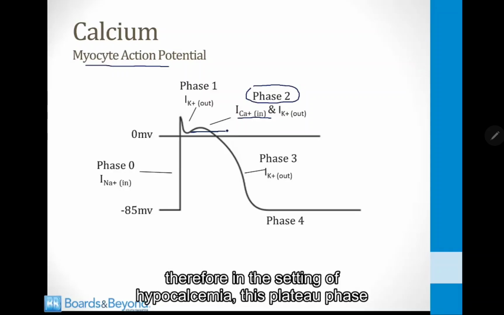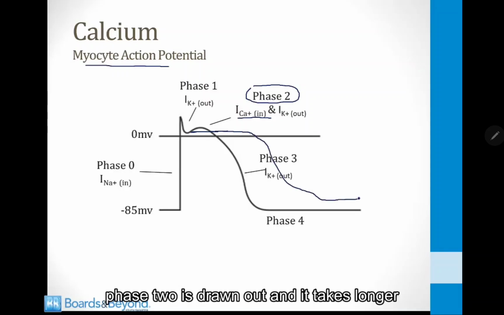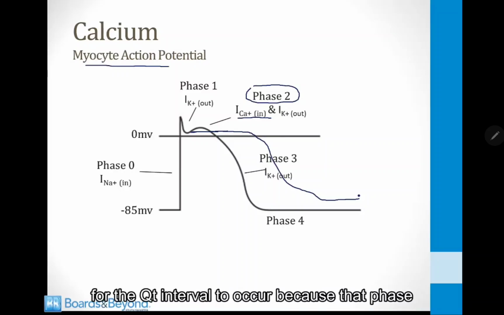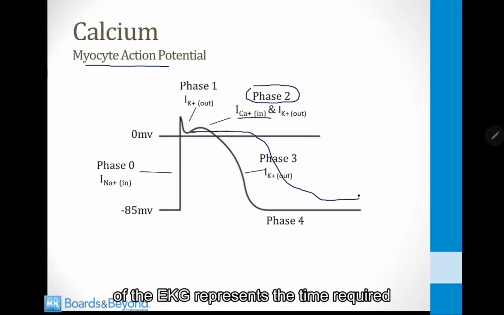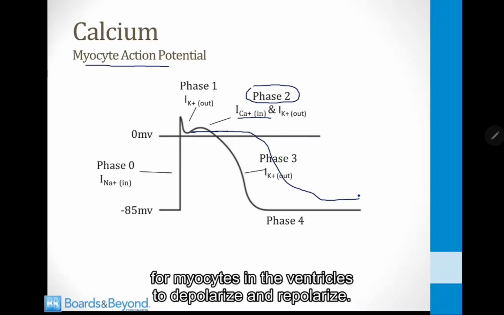Therefore, in the setting of hypocalcemia, this plateau phase, phase 2, is drawn out, and it takes longer for myocytes to depolarize and repolarize. And that means that it will take longer for the QT interval to occur, because that phase of the EKG represents the time required for myocytes in the ventricles to depolarize and repolarize.